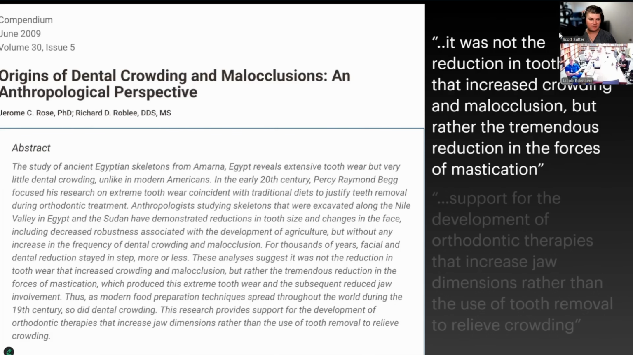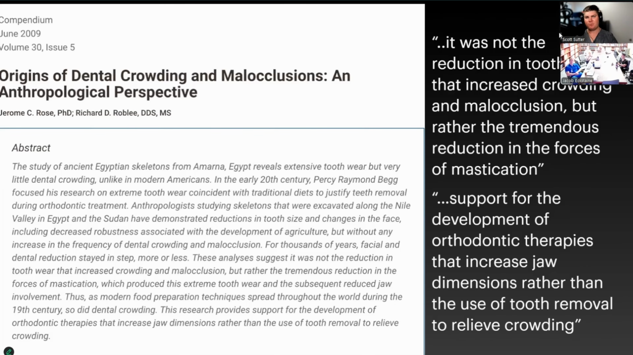as much. And so what they proposed is that ortho shouldn't be looking at doing things like IPR and tooth extractions to get to a class 1, you should look to increase the dimension of the jaw. And back in the early 1900s, that's actually what orthodontists did, is they didn't have any brackets. They didn't have any way of moving the teeth.